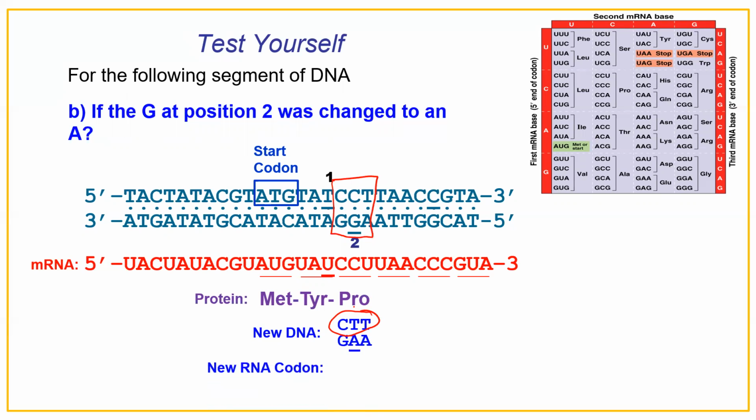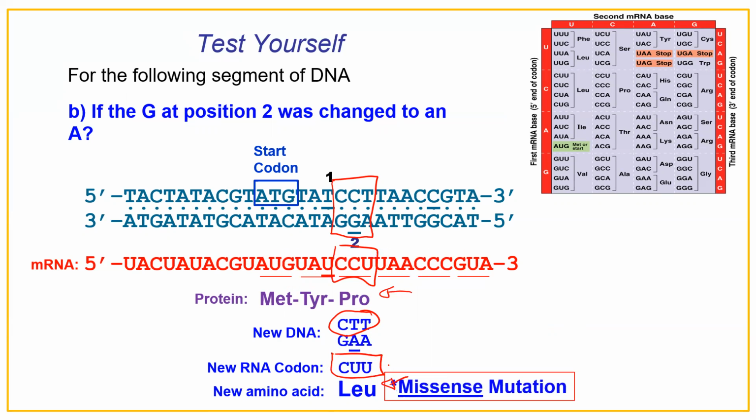From that, I can figure out what my new RNA is. So my RNA is going from a CCU to a CUU. I can look up CUU on the genetic code. And what is the CUU? It's a leucine. So in this case, I'm going from a proline to a leucine. What kind of mutation is that? That is a missense mutation. Remember, missense means mistake. It's the wrong amino acid. All right, so that's A and B.